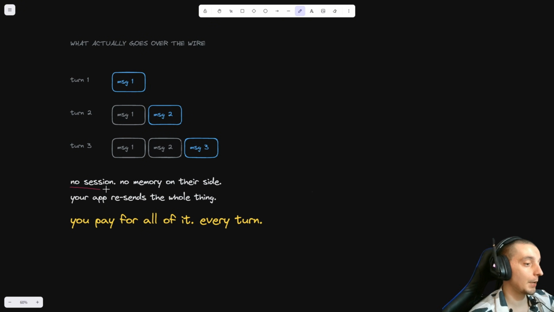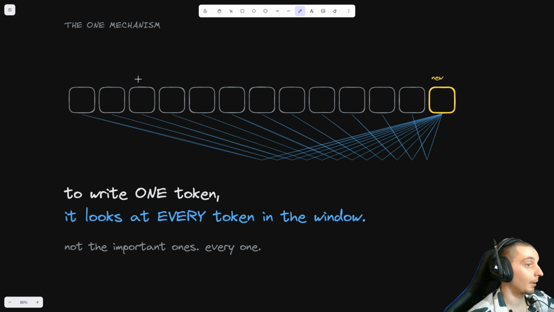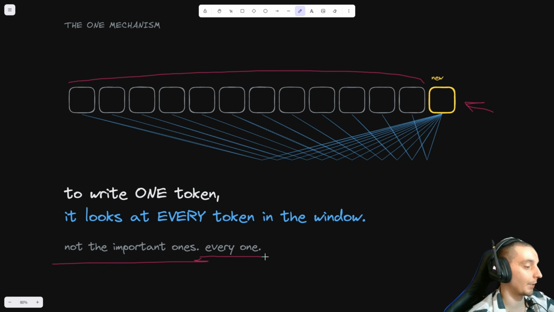The model isn't sitting there remembering your conversation. There is no session. So every time you send a message to the model, your app takes all the turns so far and puts them into one big blob of text, which is then sent to the model. Then the model reads that blob, and to produce the new token, it looks at every other token before it. Not only the important ones, it will look at every token.